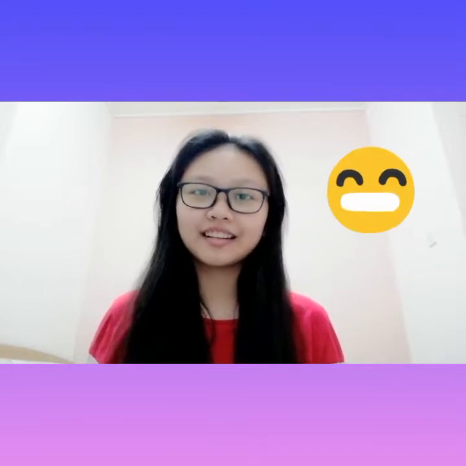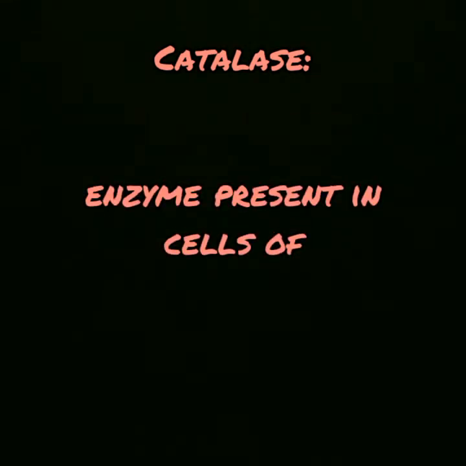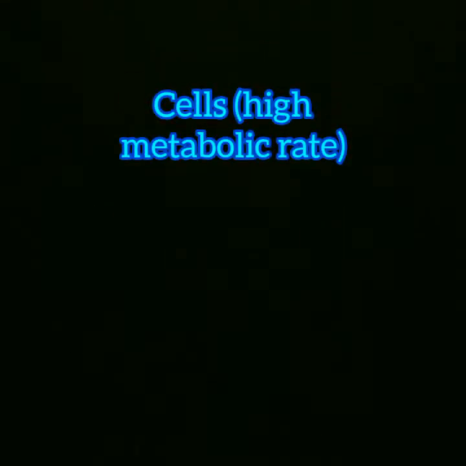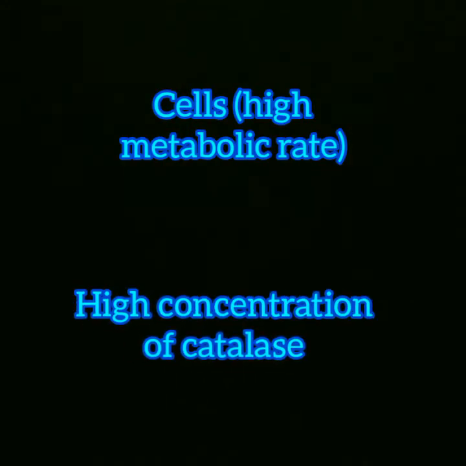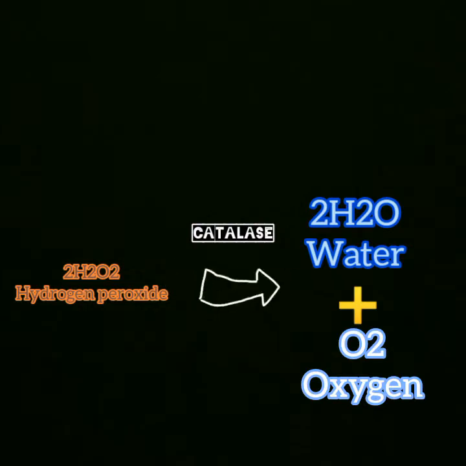Today, I'll be carrying out an experiment to investigate the action of catalase. Before we start, I'd like to tell all of you about catalase and hydrogen peroxide. What is catalase? Catalase is an enzyme present in the cells of many plants and animals. Cells with a high metabolic rate have a high concentration of catalase. This is the following equation that involves catalase. As you all can see in the equation above, it catalyzes the breakdown of hydrogen peroxide to water and oxygen.